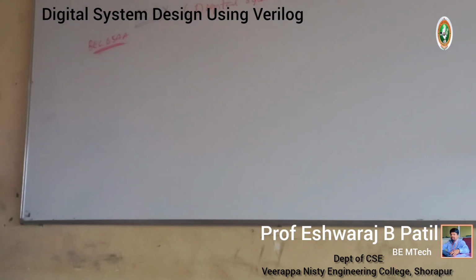As you all know, what is a digital system? In the previous semester, in the DDCO subject, we have learned what type of digital systems we are designing. There are two types of digital systems: one is combinational digital systems, another one is sequential logic circuits. We learned these in the third semester. The same basics we are using for building digital system design using Verilog.